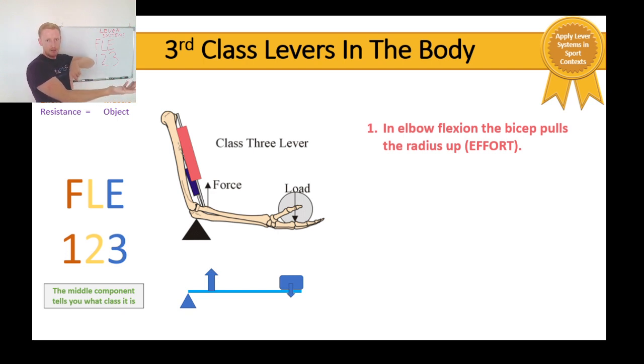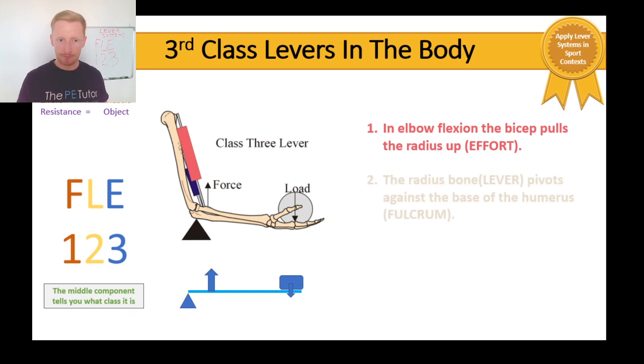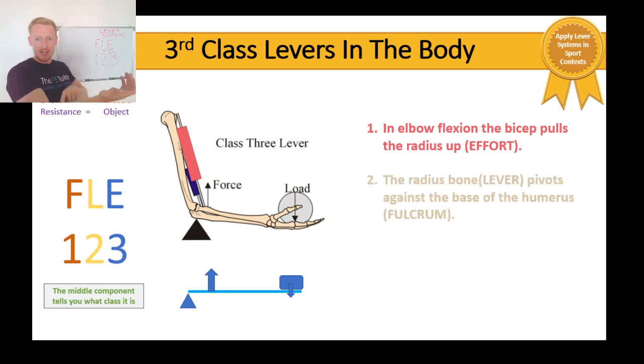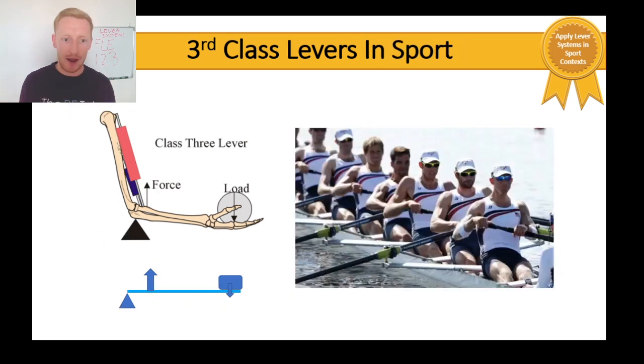That's where the tendon attaches onto the lever that's moving. So the bicep, that's producing the force per contraction, that's the effort. The radius bone is the lever. So the radius here is getting pulled upwards. It's rotating around the base of the humerus, which is coming down here. Humerus meets radius, so that's our pivot point. And then our load is whatever we put into our hand.